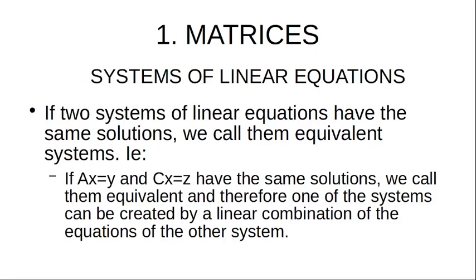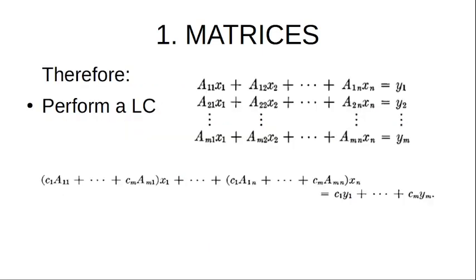Equivalent systems. If two systems of equations have the same solutions, we call them equivalent. So if Ax = y and Cx = z have the same solutions, we call them equivalent systems. That also means that one of these systems can be represented as a linear combination of the other one. For example, consider Ax = y. It looks like this: a11 x1 and so on.